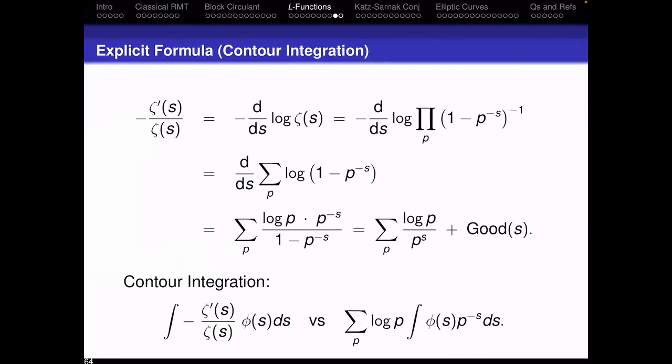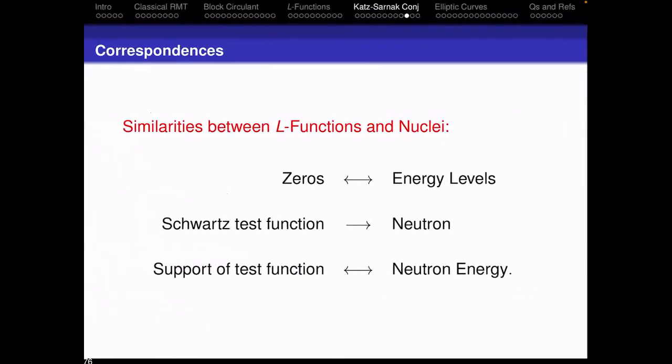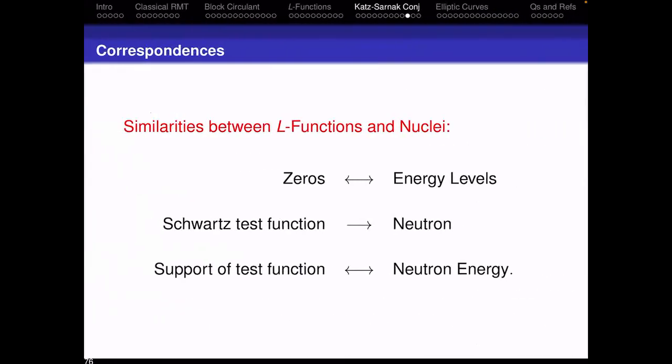And if we put in a test function phi and we do this calculation, we now get information about what's going on through the zeros by looking at phi. So the last slide I wanted to just quickly mention is just the physics connections. So in physics, we study energy levels. In number theory, we study zeros of L functions. In physics, we shoot in neutrons and we see what comes out. In number theory, we shoot in Schwartz test functions, functions of rapid decay. In physics, we can only shoot in neutrons of a given energy band. In number theory, we can only calculate the sums that arise if the test function has suitable support.